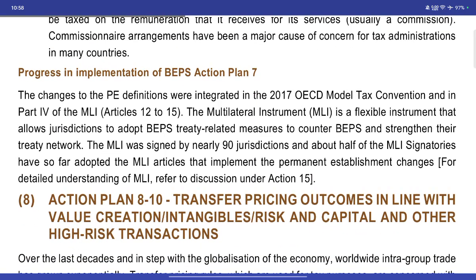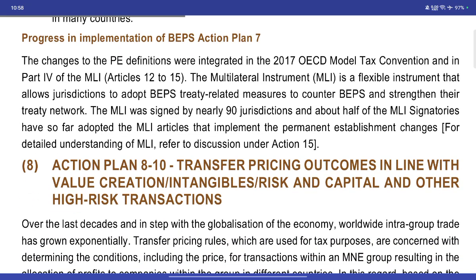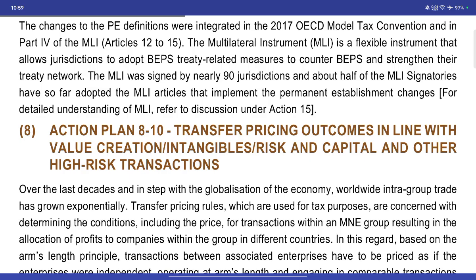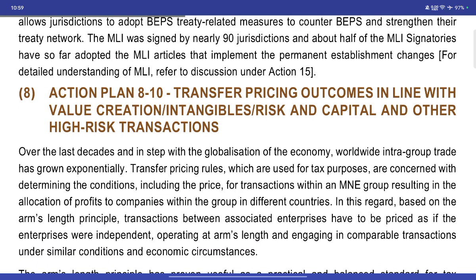This is the purpose of the implementation of base erosion and profit shifting Action Plan 7. The changes in the PE definition are integrated into the 2017 OECD Model Tax Convention, and in Part 4 of the MLI, Articles 12 to 15. The multilateral instrument is a flexible instrument that allows jurisdictions to adopt BEPS tax treaty related measures to counter base erosion and profit shifting and strengthen the treaty network. The MLI has been signed by nearly 90 jurisdictions. About half of the MLI signatories have so far adopted the articles that implement the permanent establishment changes. For a detailed understanding of the multilateral instrument, refer to the discussion of Action 15.